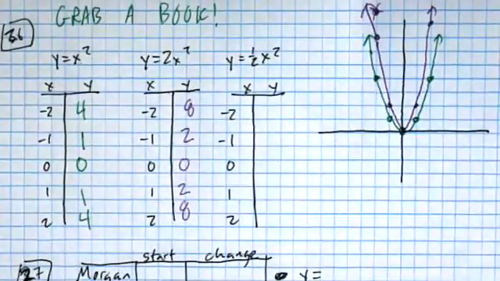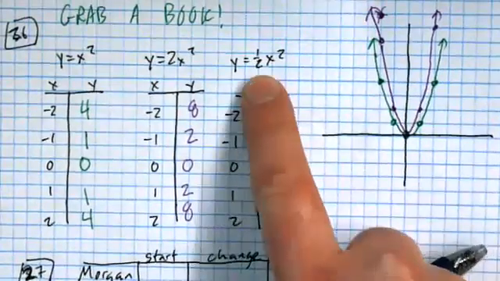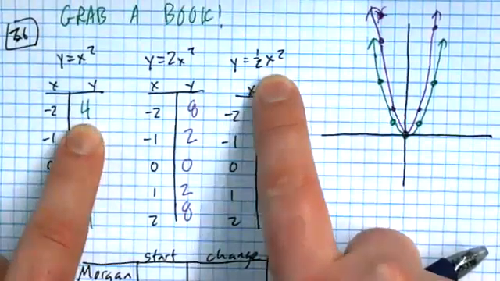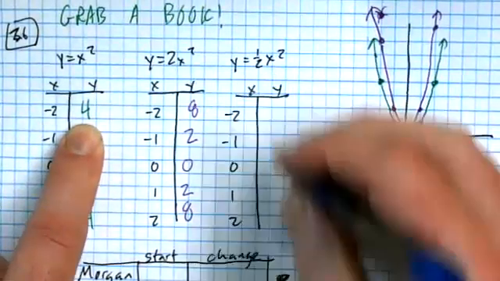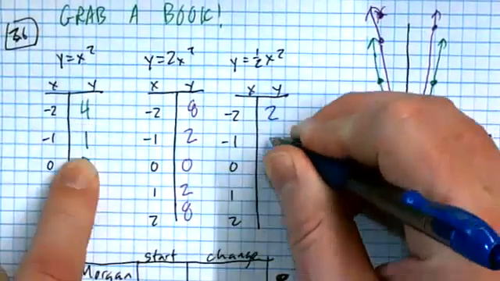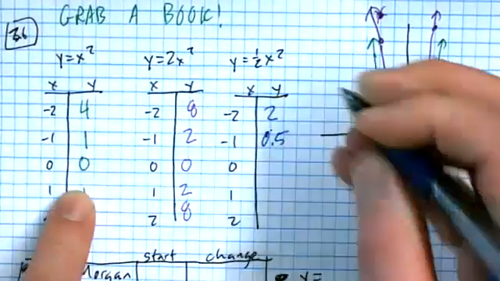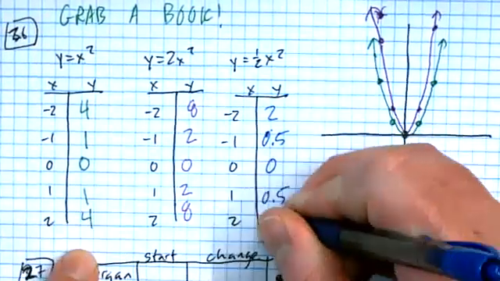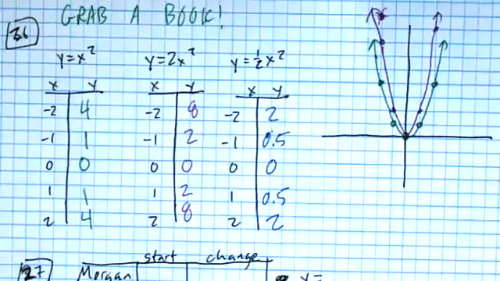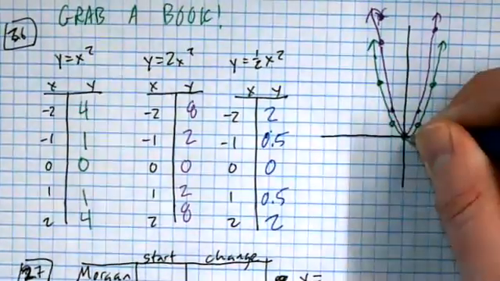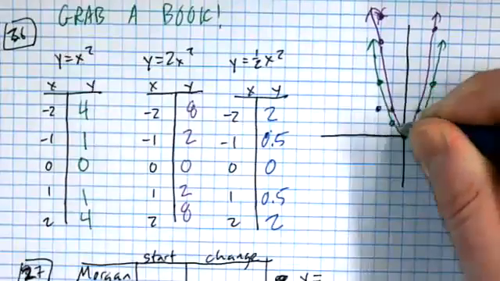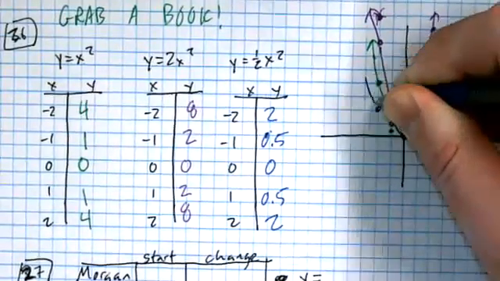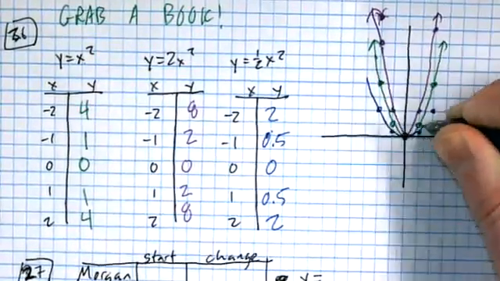And then I can do the same thing for this one, except this time instead of multiplying by 2, I'm multiplying by 1/2. So I'll go back to my original x squared numbers and I'll just multiply them each by 1/2. 4 times 1/2 is 2. 1 times 1/2 is 1/2. That's 0.5. 0 times 1/2 is 0. 1 times 1/2 is 0.5. And then graph those up. See, -2, 2. This is 1/2, 0, 1/2, and 2. And that gives me yet another parabola.